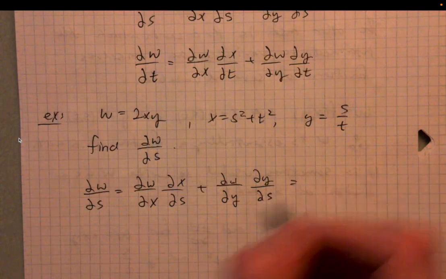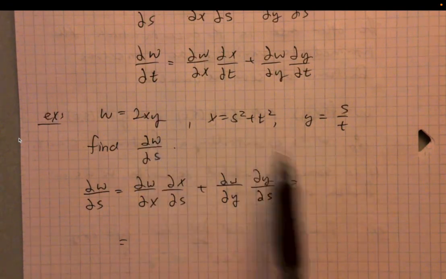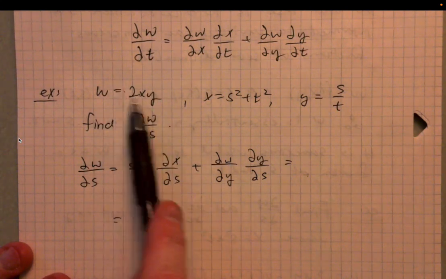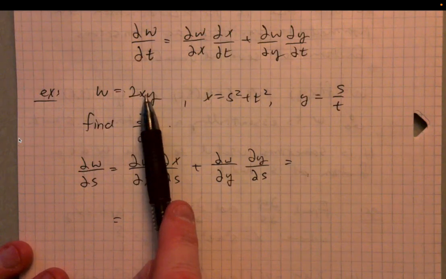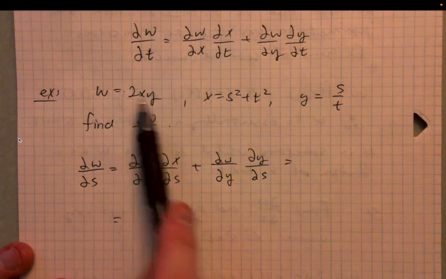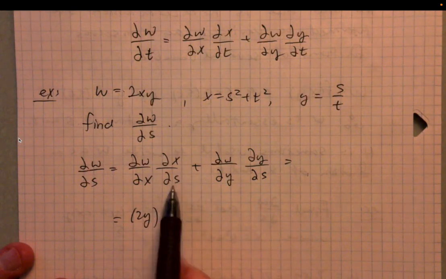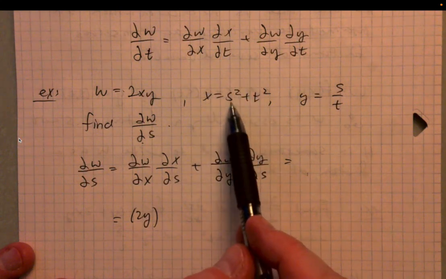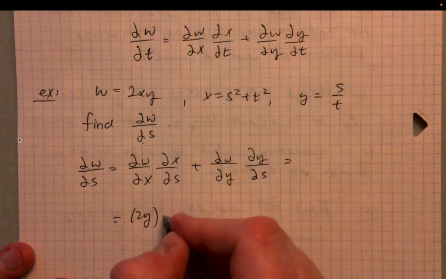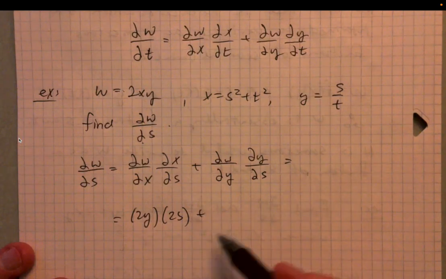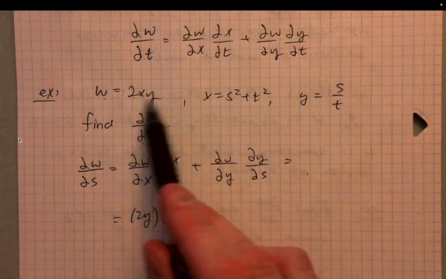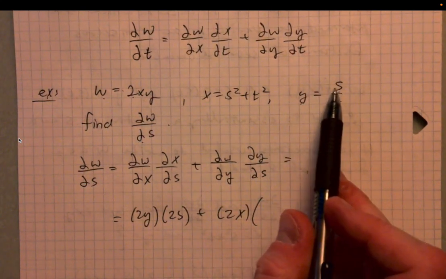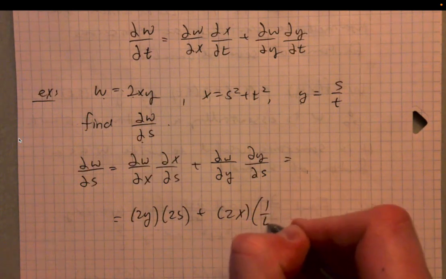Okay, so let's go through and just do all these. These are relatively simple functions, so we can do these in our head. The partial of w with respect to x, right? That's this guy here. What is the partial derivative of this with respect to x? Well, that is just going to be 2y. And then the partial of x with respect to s, what do we get there? Well, we get 2s. This is a constant, so it'll just be 2s. And the partial of w with respect to y is going to be 2x. And then the partial of y with respect to s is just 1 over t.